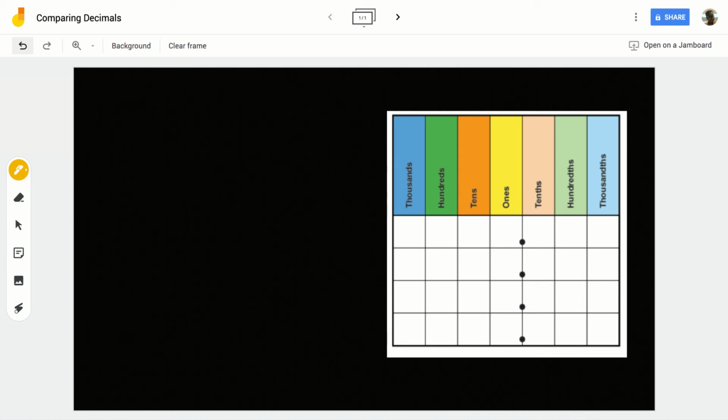All right, so we're going to continue on with our decimal unit, and today we're going to be comparing decimals. We're going to take two decimals, and we're going to try to figure out which one is greater than, which one is less than, or if they're equal to. We can do this one of two ways.